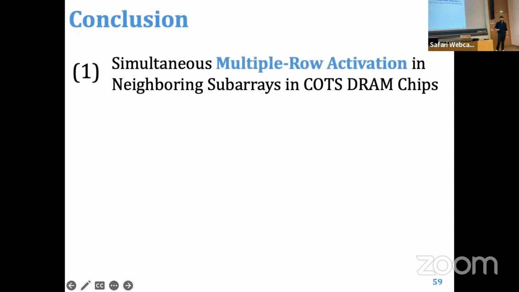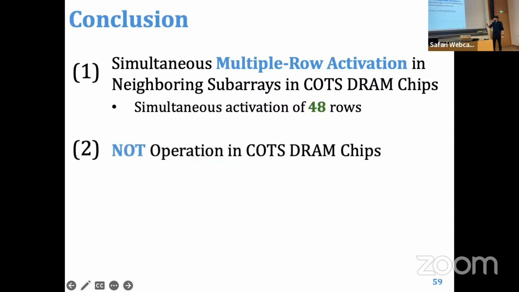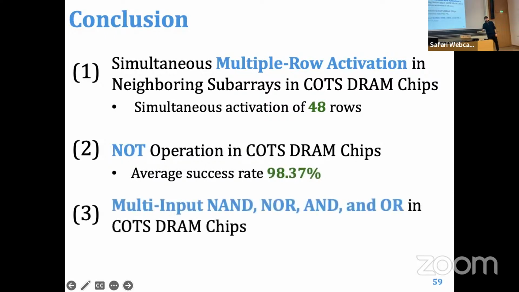So to conclude, the authors had 3 major contributions. They simultaneously activated multiple rows from 2 neighboring subarrays, and they managed to activate up to 48 rows. They managed to do the NOT operation in off-the-shelf DRAM chips with a success rate on average of 98%, and they managed multi-input operations with a success rate of 95%.